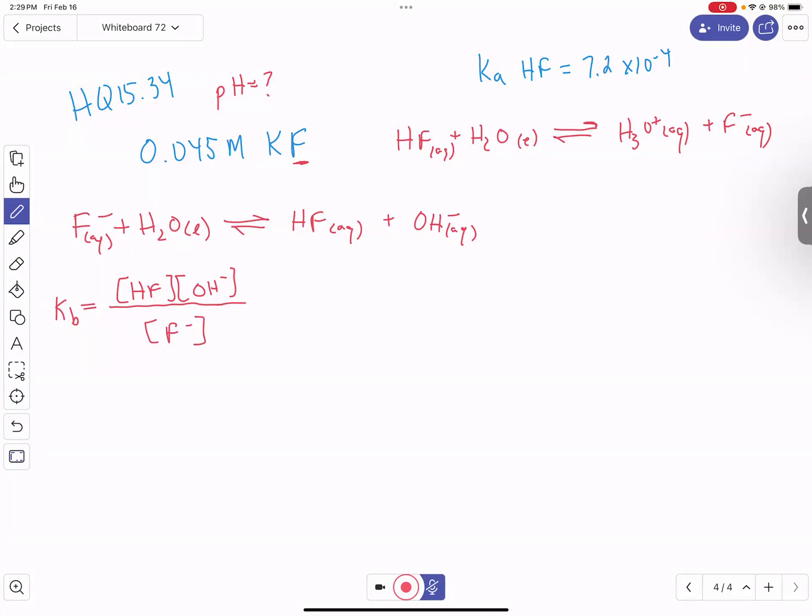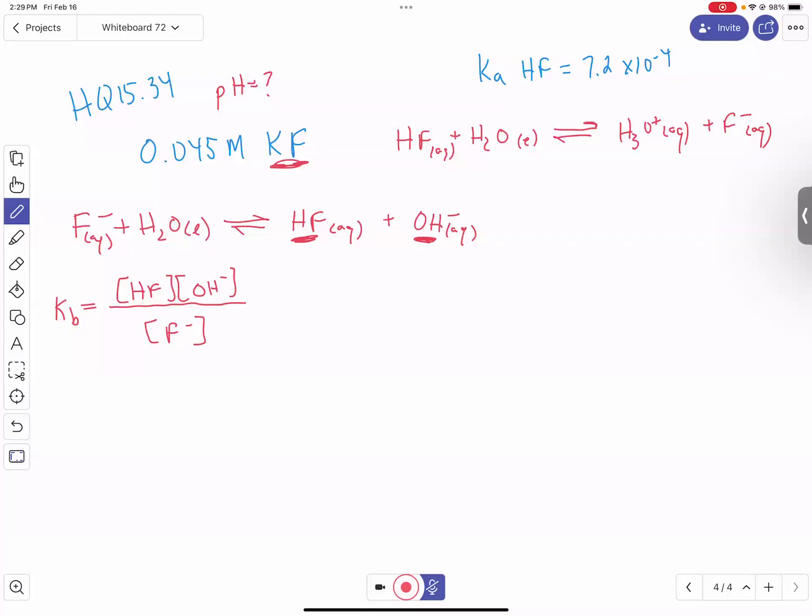And we're going to have to start here because we know the fluoride concentration. They tell us the fluoride concentration in potassium fluoride. I don't know the HF concentration. I don't know the hydroxide concentration. That's what we're going to have to find. We don't know where that equilibrium is. So we have to start with the Kb.